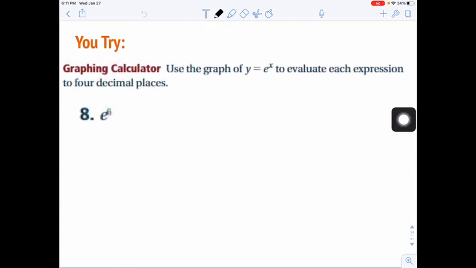So now I would like you to try number 8. Use the graph of y equals e to the x to evaluate each expression to 4 decimal places. We have e to the 6th.